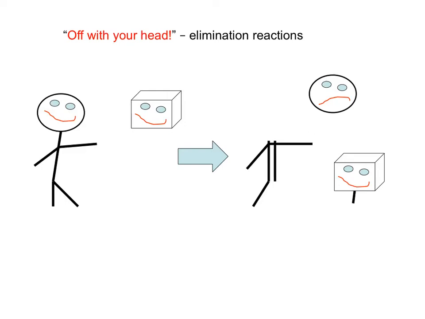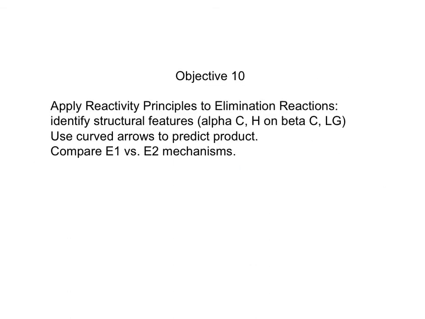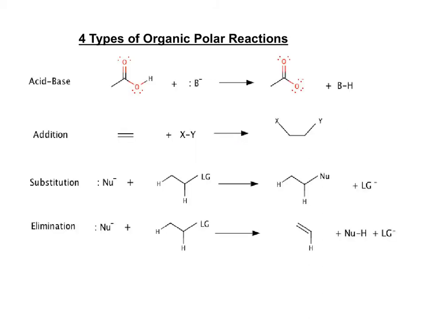So think of "off with your head" when you look at elimination reactions. In this objective, we'll apply reactivity principles to elimination reactions. Note that the structural features include an alpha carbon, an H on a beta carbon, and a leaving group. In an elimination reaction, the reactants are the same as in the substitution reaction. However, in an elimination reaction, note that an alkene forms.